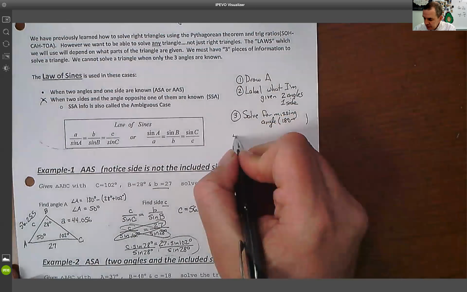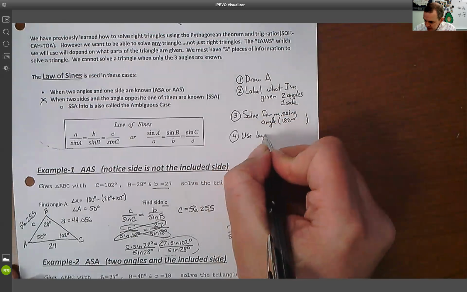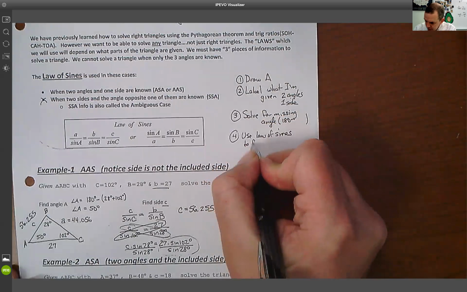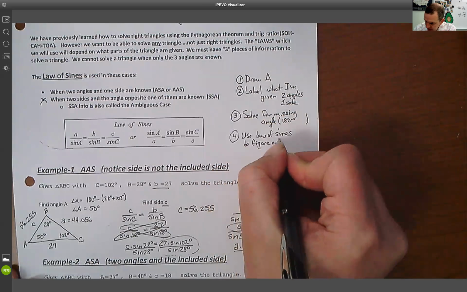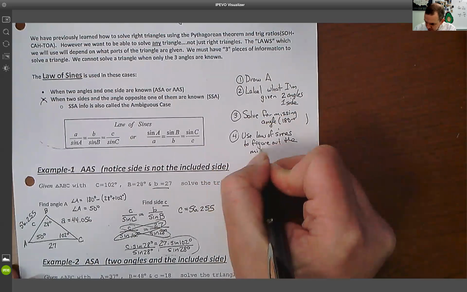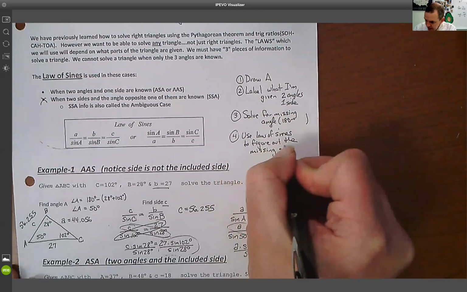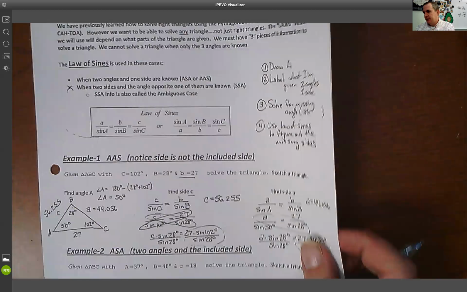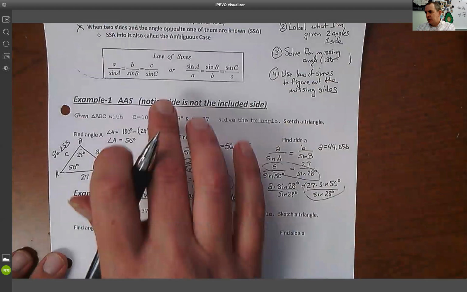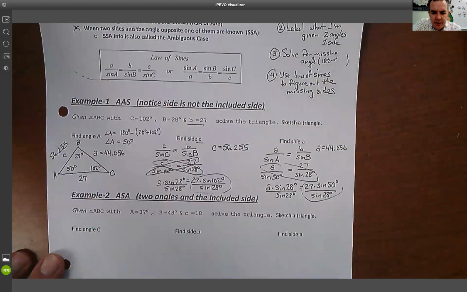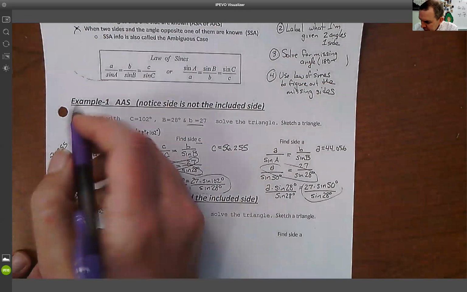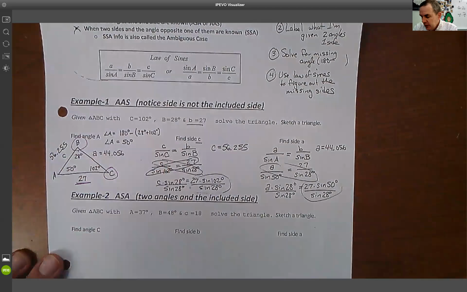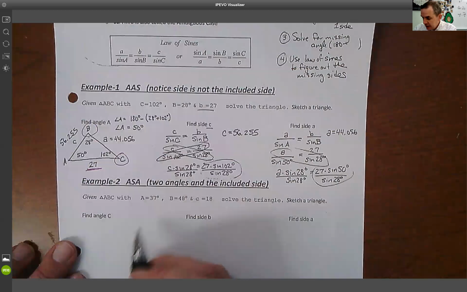And then what I'm going to do is use the law of sines to figure out the missing sides. And that's what we did today. It doesn't change, because this is the same process. In this first one, I was given angle B and angle C, and I was given a side that's not included. The only difference with these down here, honestly, is this.